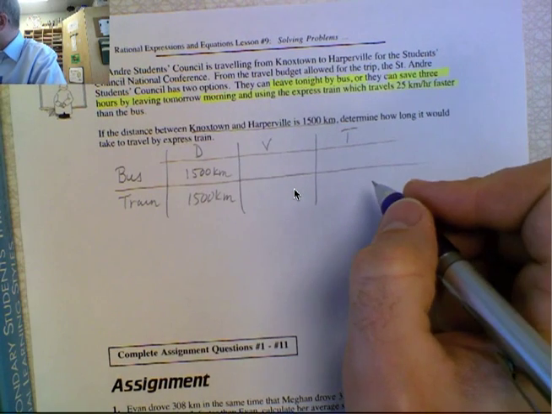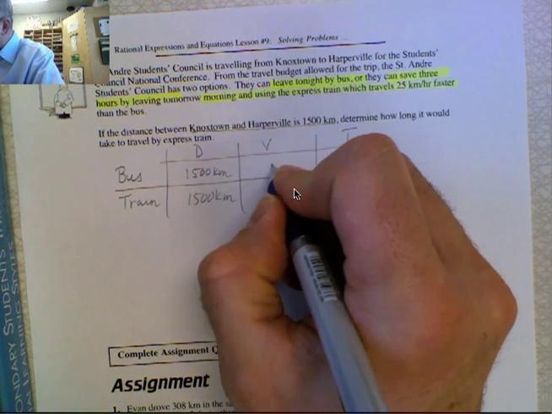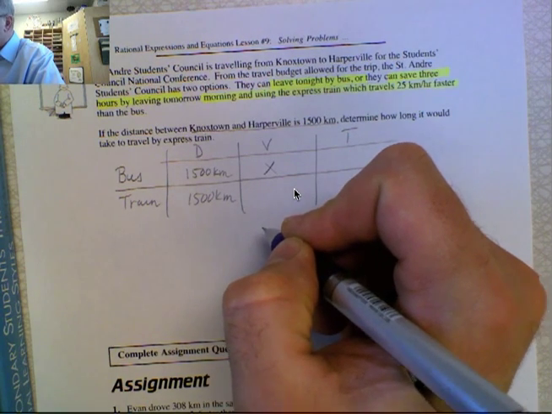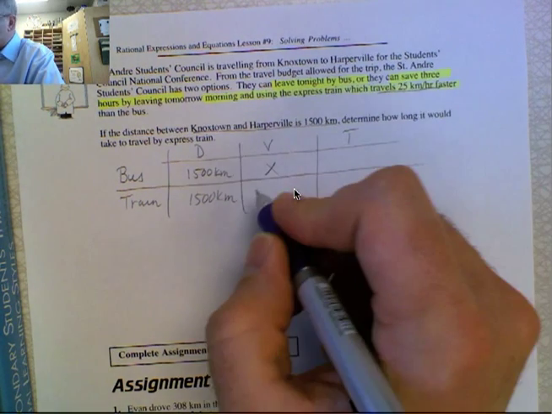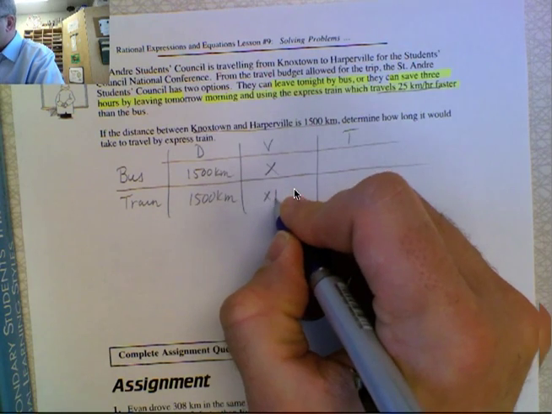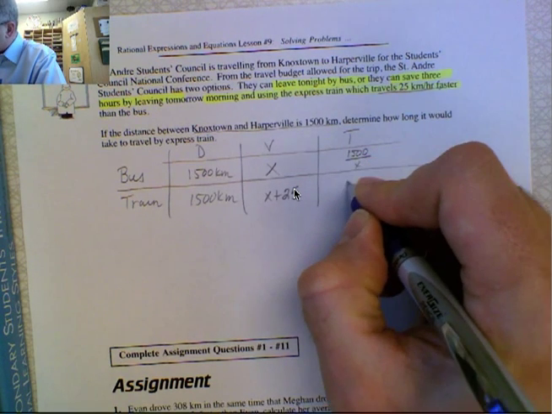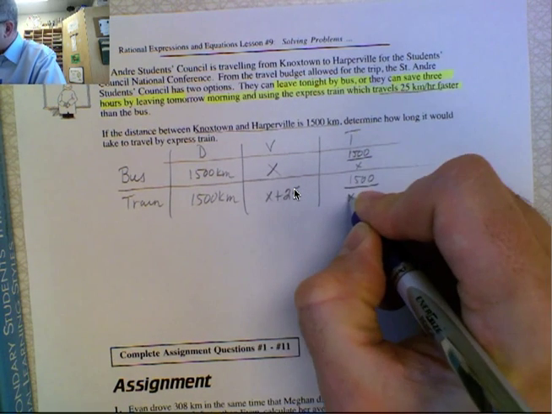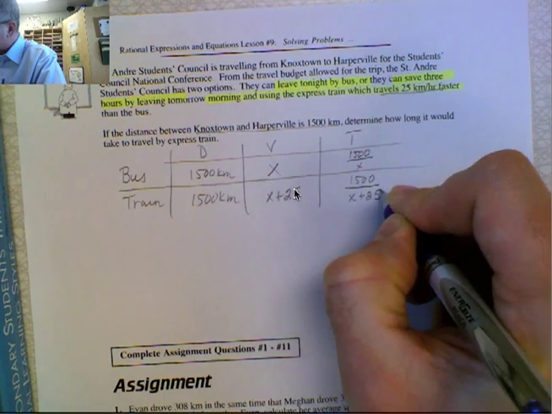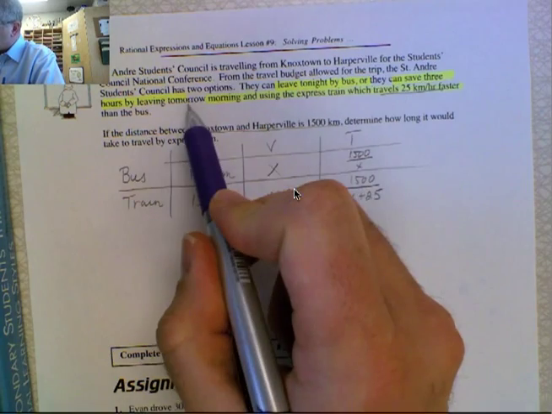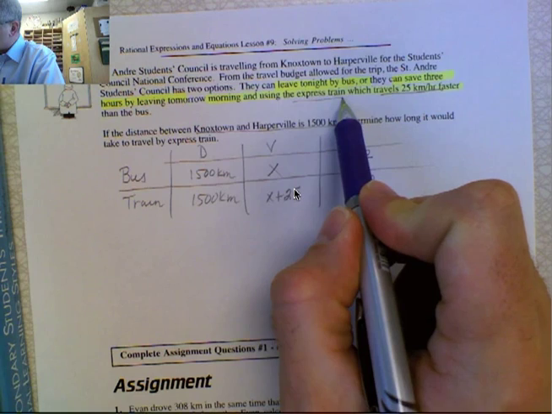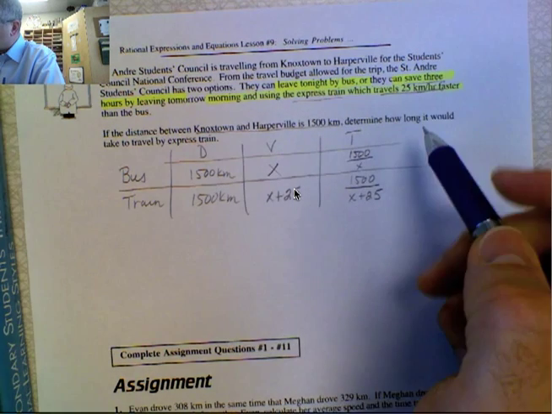Velocity. Well, we don't know the speed of the bus, so we're going to call that x. But we know that the train goes 25 kilometers per hour faster. So this is x plus 25. So we can take distance divided by velocity to come up with expressions for time. And it says that if they take the express train, they're going to save 3 hours.